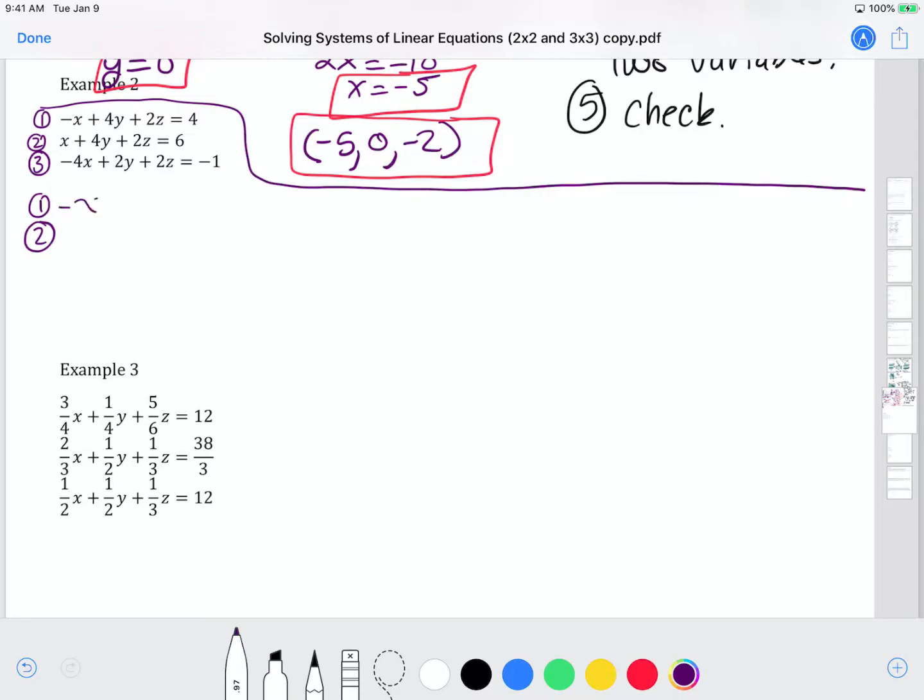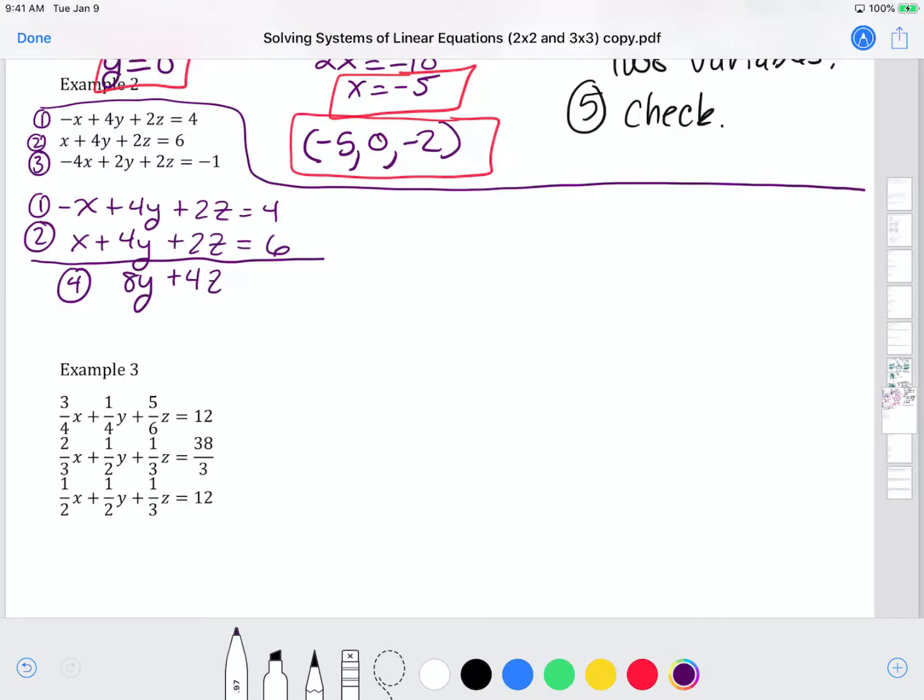I'm going to pick negative x plus 4y plus 2z is equal to 4. And then equation 2 is x plus 4y plus 2z is equal to 6. These are set up so that I can eliminate x right away, so let's eliminate x. So when I add vertically, the x's disappear. For equation 4, I'm going to get 8y plus 4z is equal to 10.